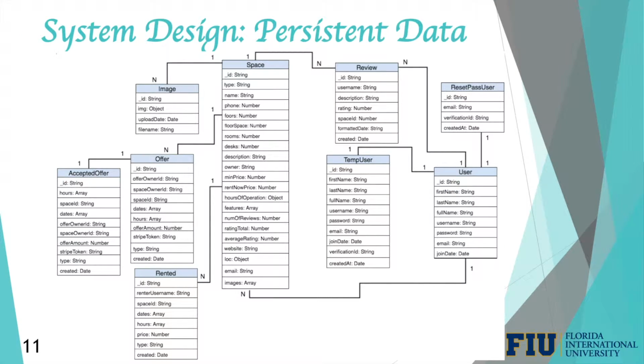Currently in our database, we have 9 tables. Our space table is the largest. You can see here that one space can have many reviews, one space can have many images, one space can have many offers, and one space can have many rented spaces.